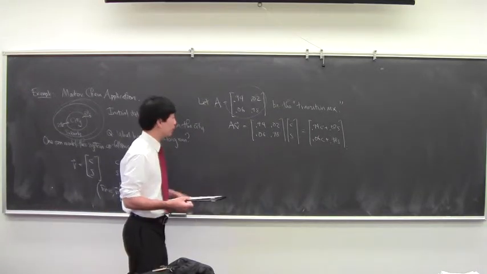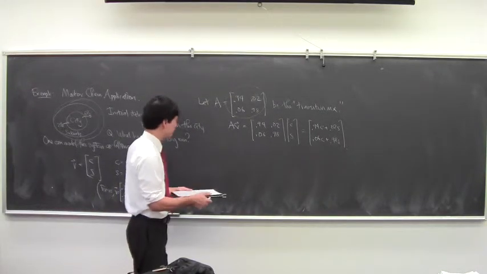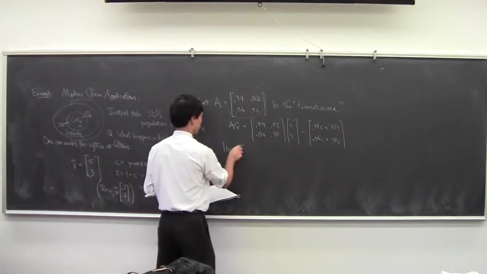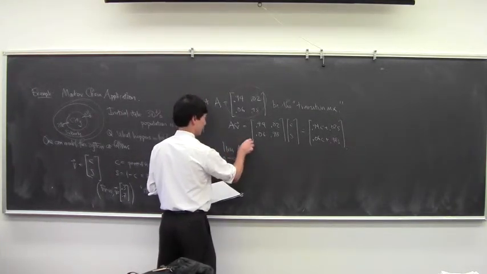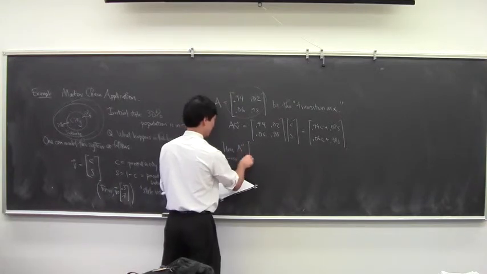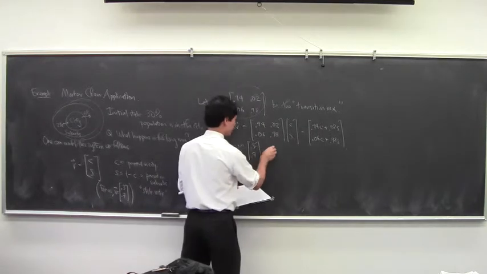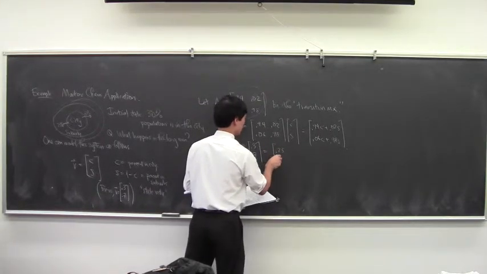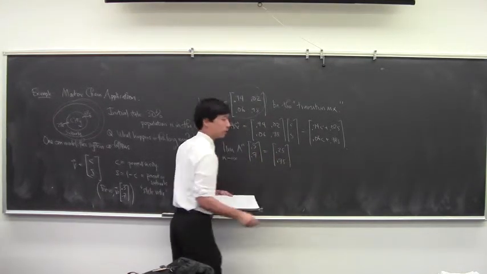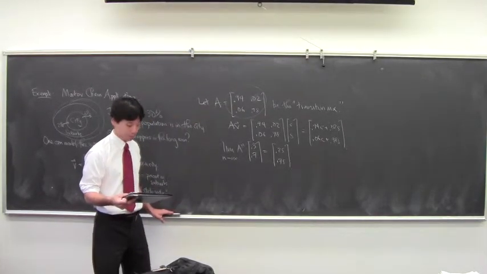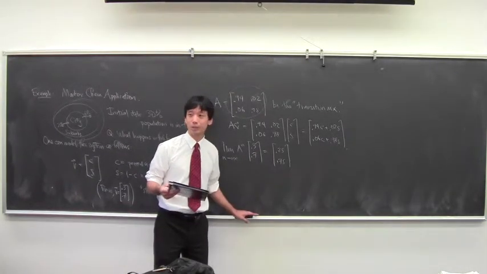Okay. So our question was, what happens after n years? If you do this thing and let n go to infinity, and hit 0.3, 0.7 with that thing, it turns out to go to 0.25, 0.75. So in the end, a quarter of the population will end up in the city.